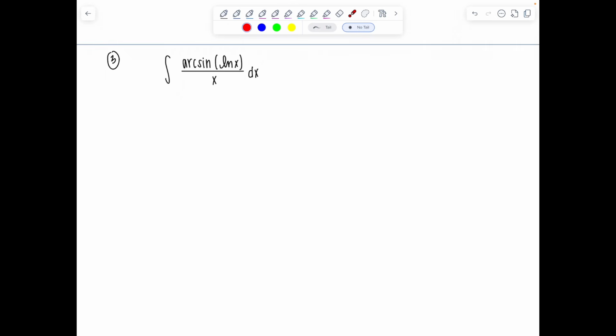Now, since I know I'm going to do by parts after making a sub, I'm not going to use u. I'm going to pick a different variable. So in this case, let's just let t be ln of x, and then dt is 1 over x dx. Do you see how we have exactly that in the integral? There's 1 over x dx. So this becomes integral arcsine of t dt.